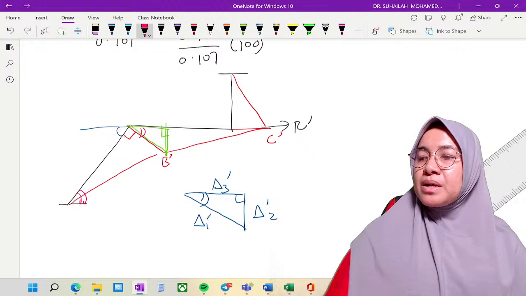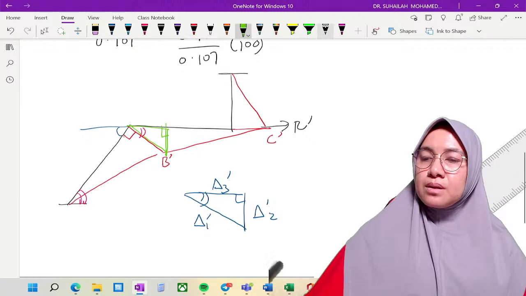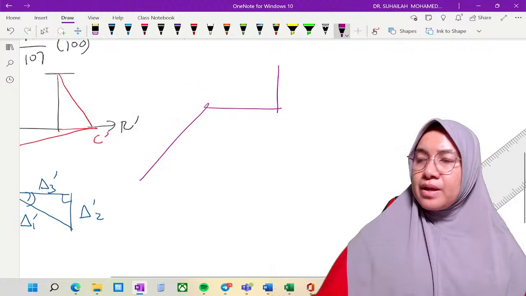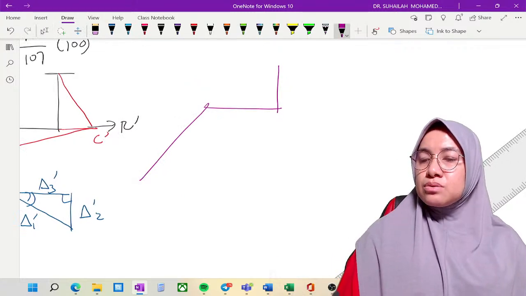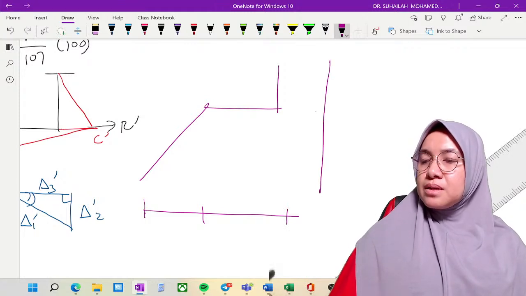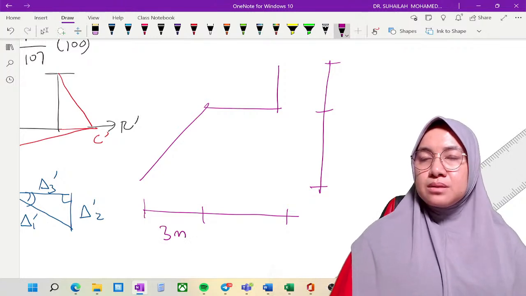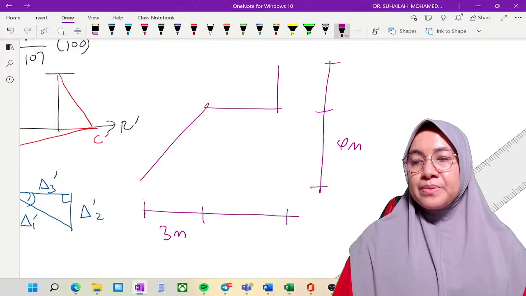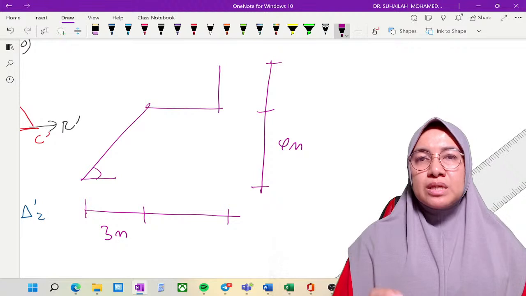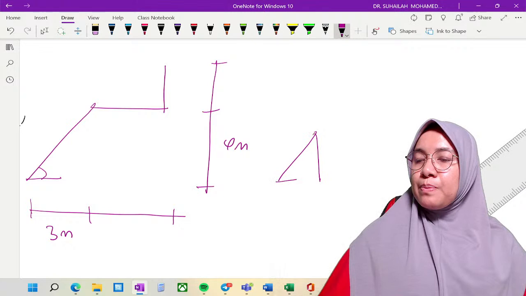Let's say we have this column. This is the frame, right? So of course the distances will all be given. For example, this is 3 meter. This is 4 meter, for example. So by using trigonometry, we have to identify this angle. So how to determine this? We have to apply trigonometry.